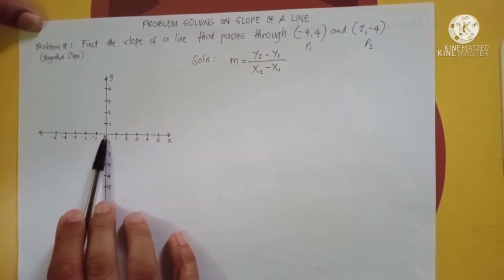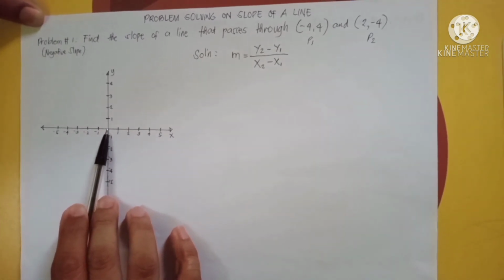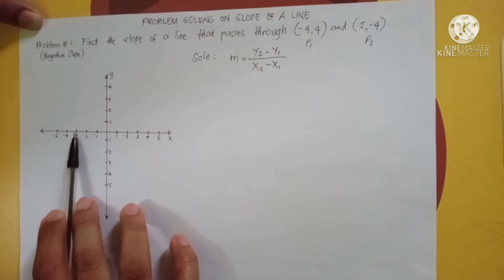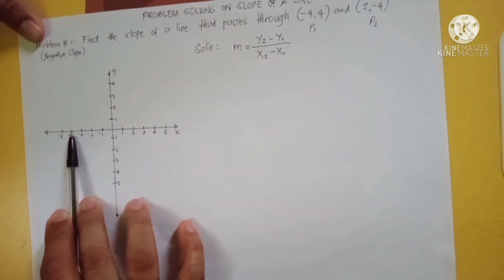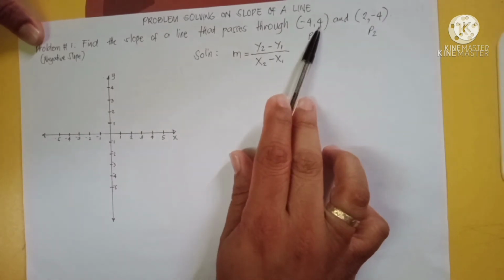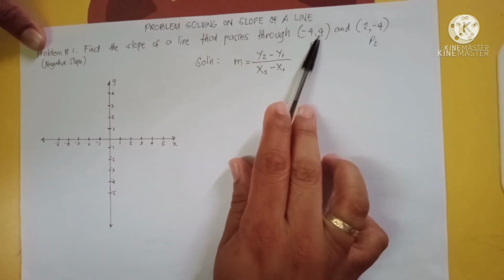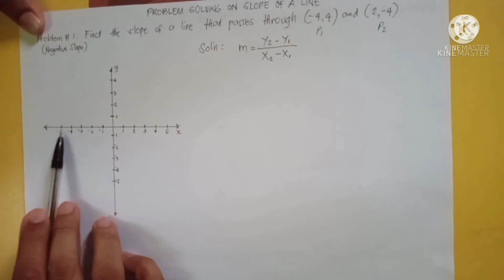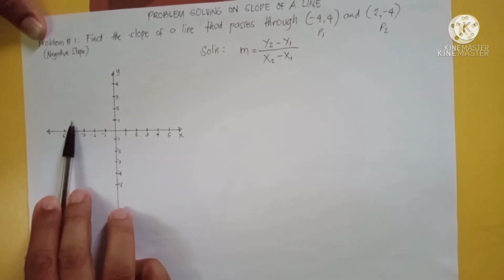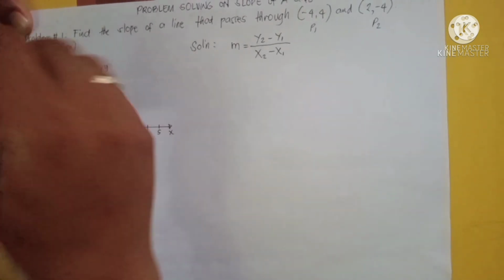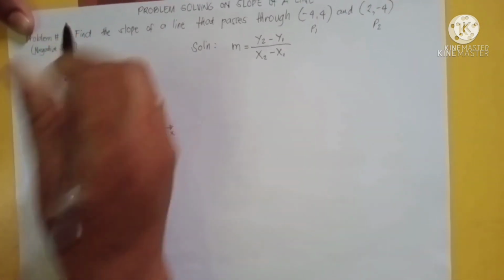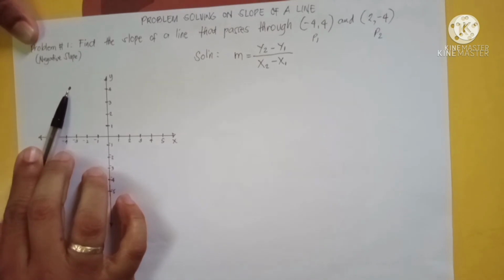So from the origin, we will move to the left 4 times. 1, 2, 3, 4. And the value of y is 4. So since this is positive, we will move upward 4 times. 1, 2, 3, 4. So this is now our first point.